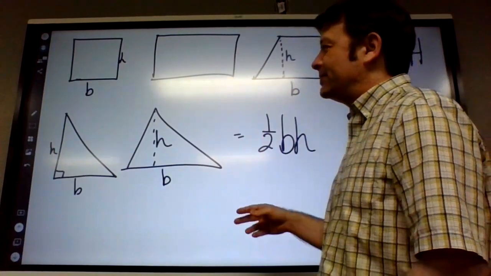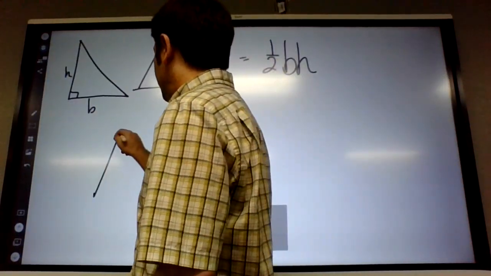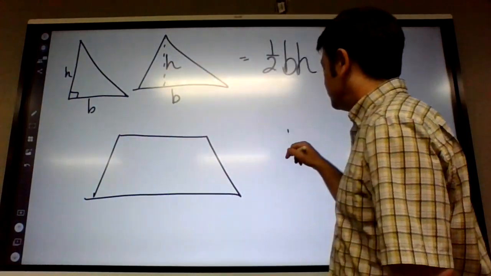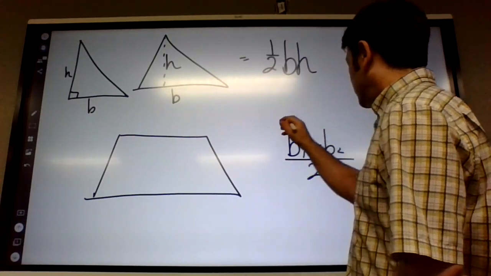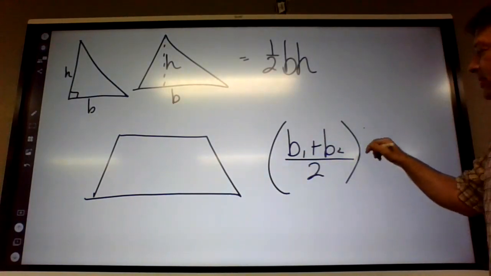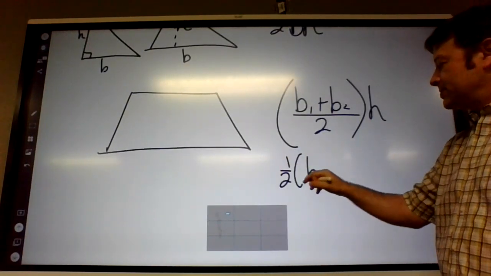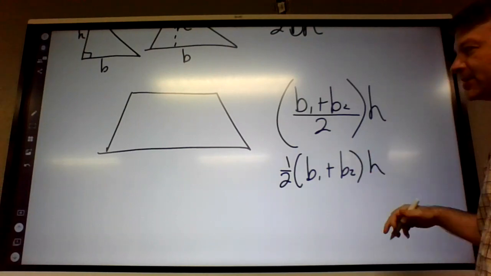Triangles, I think we did. I think we did trapezoids actually. That was base 1 plus base 2 over 2, times the height. Average the bases times the height. The book wrote it like this, so you could use this one too: 1/2 times the sum of the bases times height.